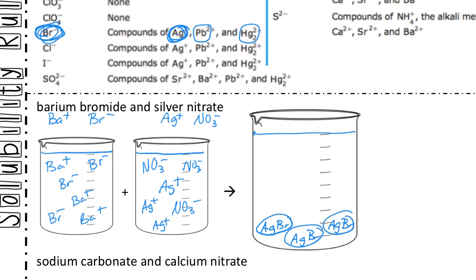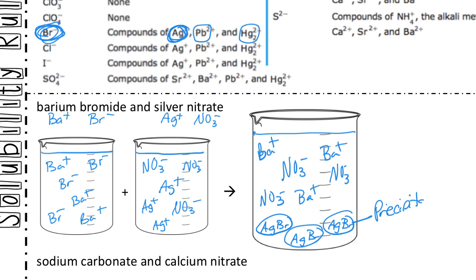Like that. Now, the other ions are still going to be in this solution, floating around. There's a barium, there's a nitrate, there's another barium, there's another nitrate, and so on. I could just keep doing this all day long. But you get the point, okay? This down here is the solid that formed. This is the precipitate, which is a solid.